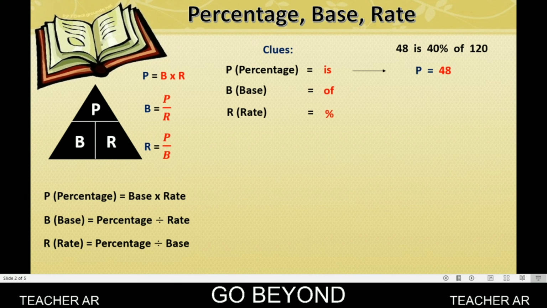And we have here the base. Our base naman, clue word ni base, of. Anong number katabi or kasama ni of? So our base is 120. And our rate, siya yung nagdadala ng percent na symbol. So saan dyan? Alin dyan? So our rate is 40%. That is how we are going to determine the percentage, base, and rate.